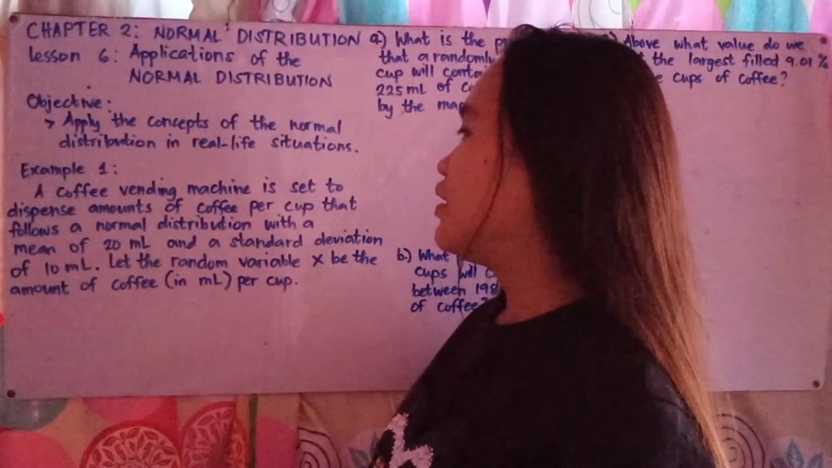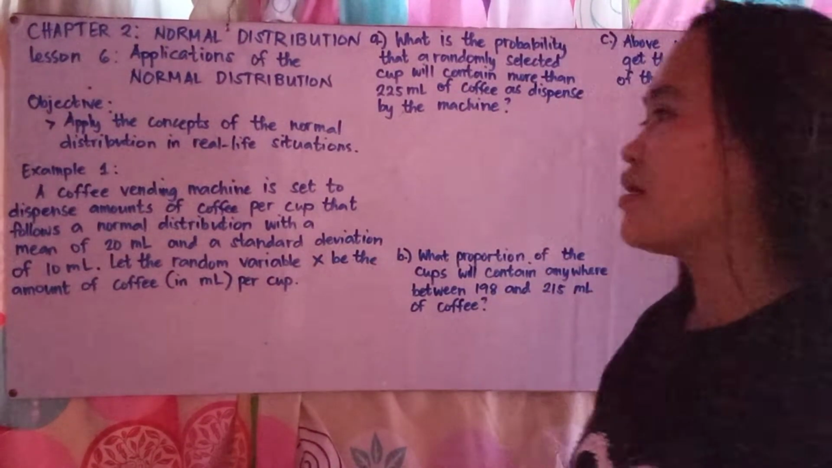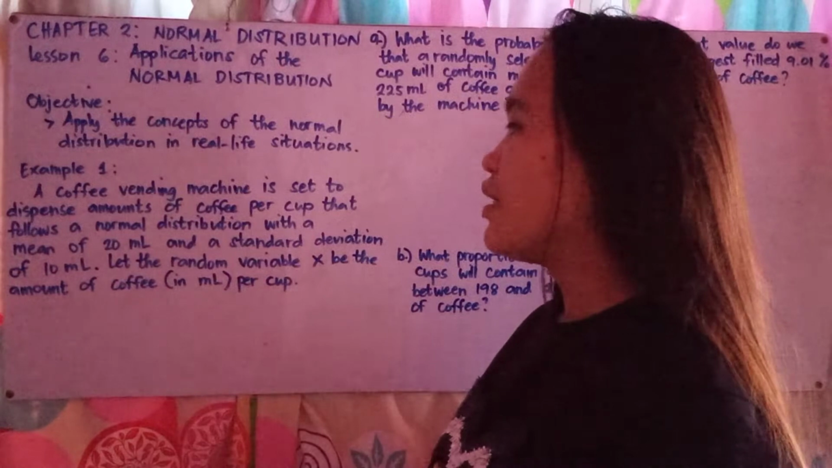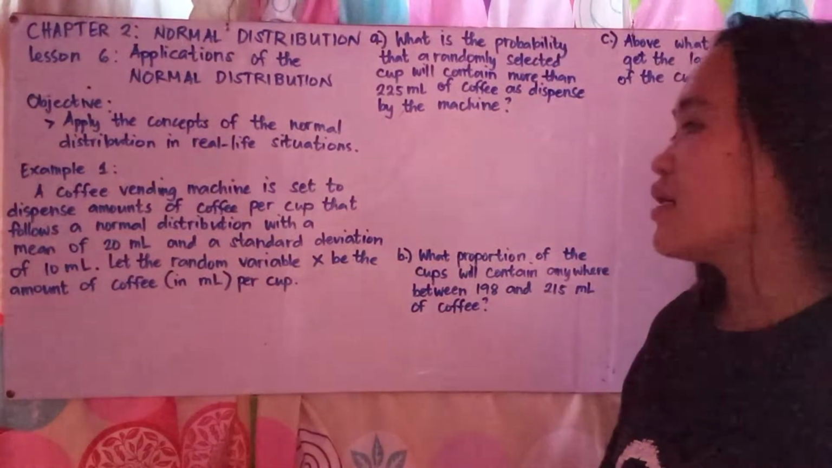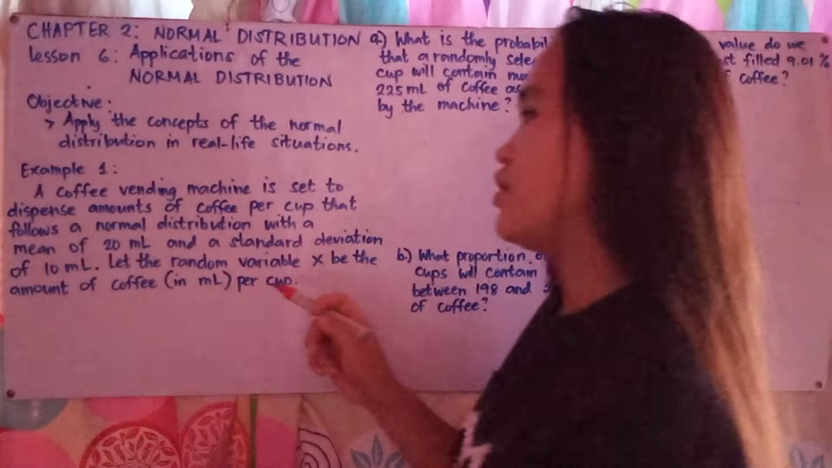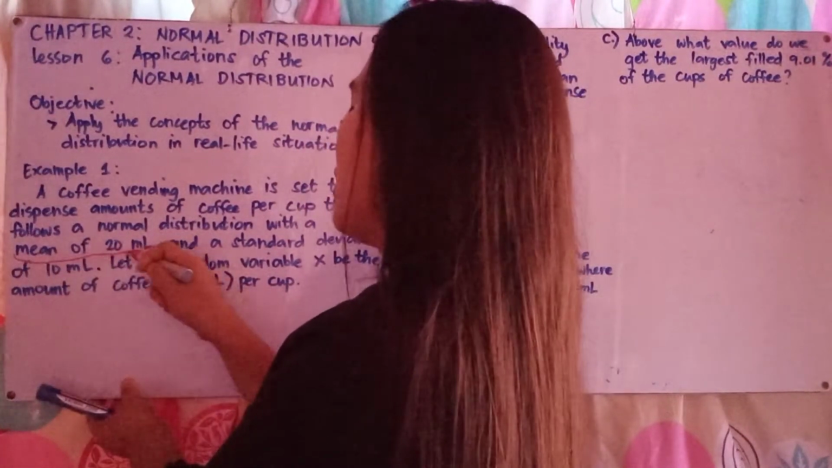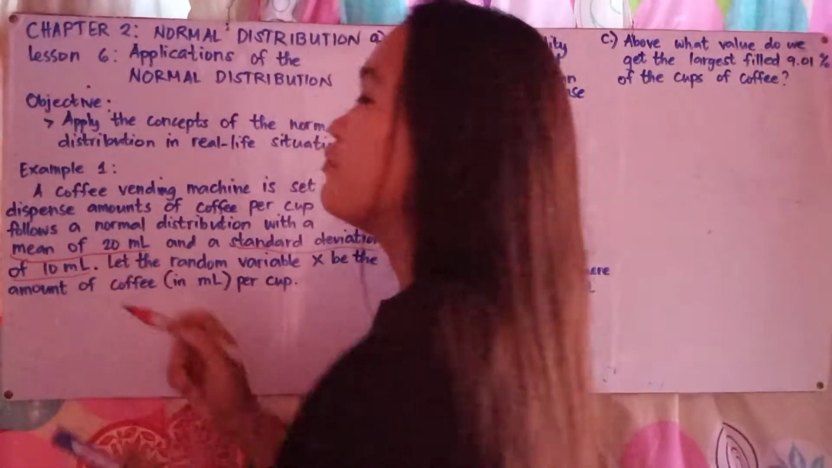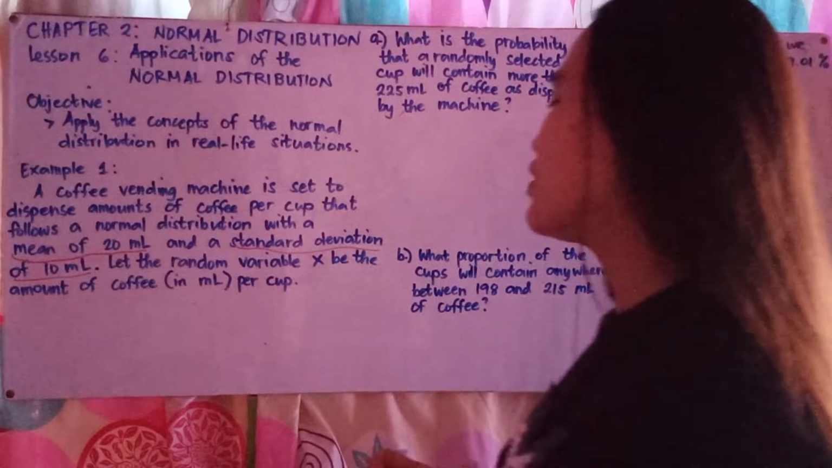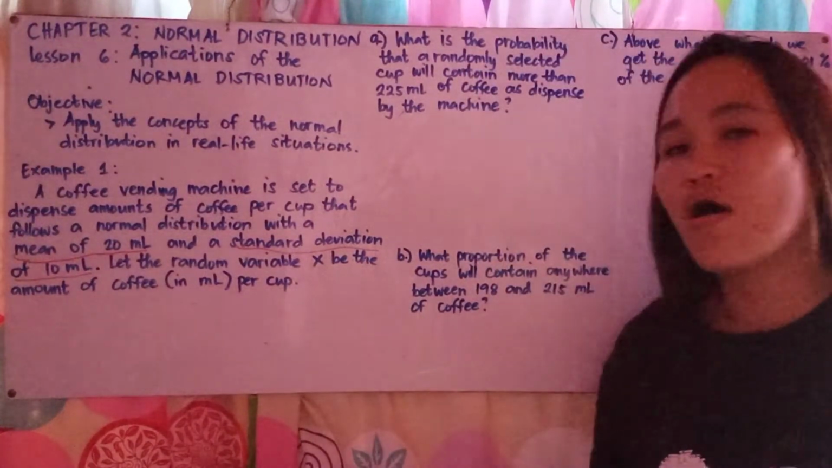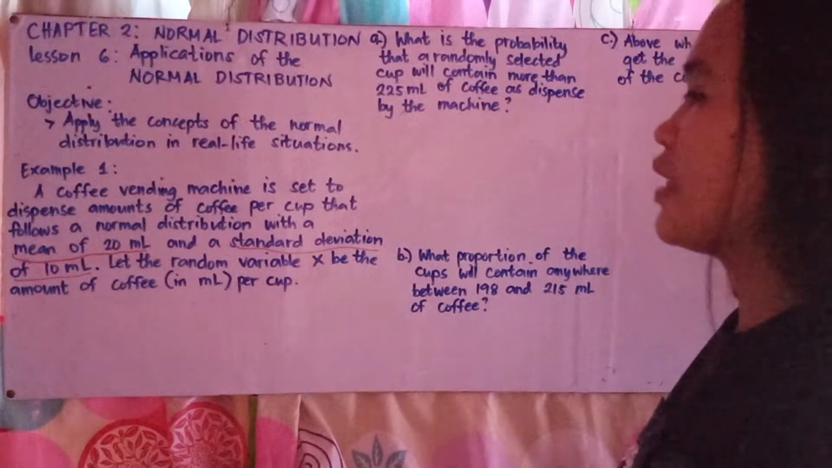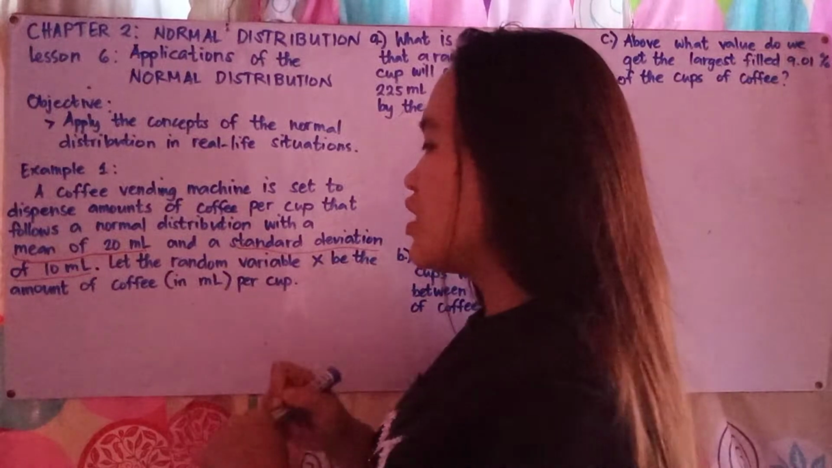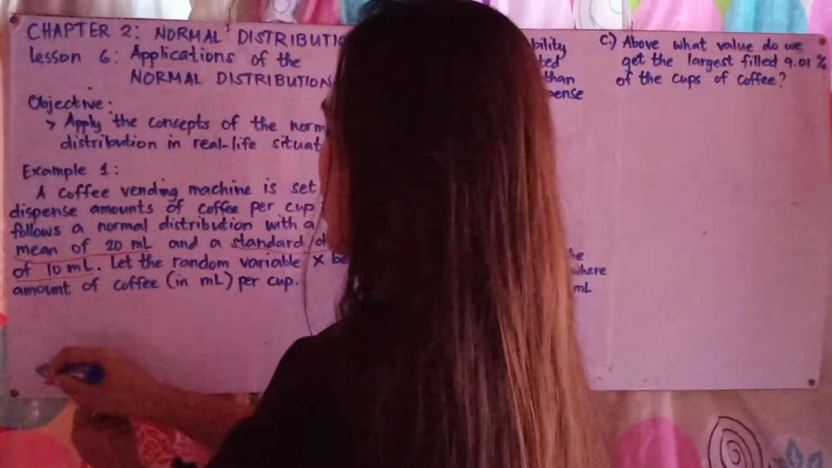A coffee vending machine is set to dispense amounts of coffee per cup that follows a normal distribution with a mean of 20 ml and a standard deviation of 10 ml. So this is the given: the mean is 20 ml and the standard deviation is 10 ml. Let the random variable x be the amount of coffee in ml per cup. Since the mean and standard deviation are given, let us illustrate the curve.